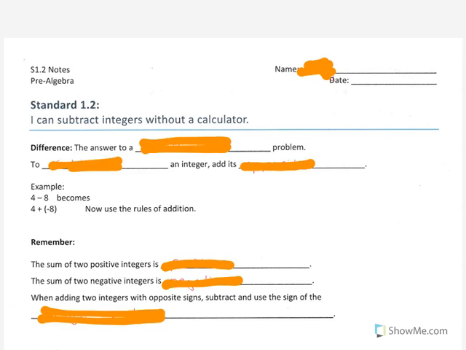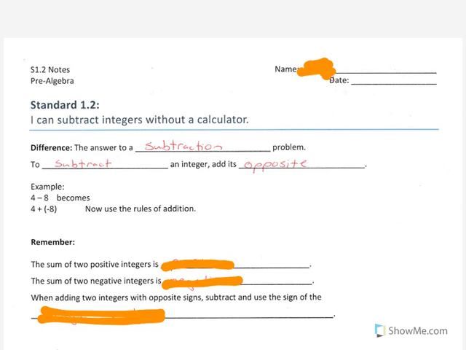To start, let's define the word difference. Difference is the answer to a subtraction problem. Remember yesterday we learned that sum is the answer to an addition problem. To subtract an integer, we're going to add its opposite.